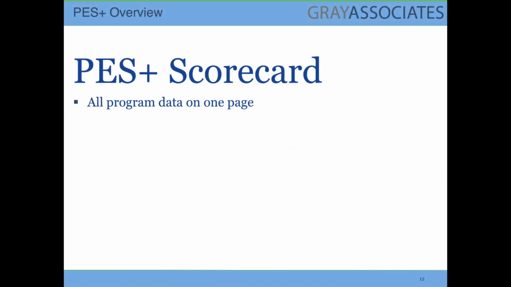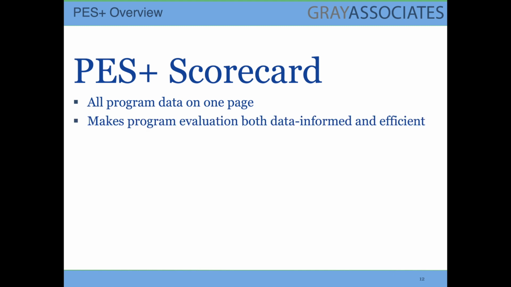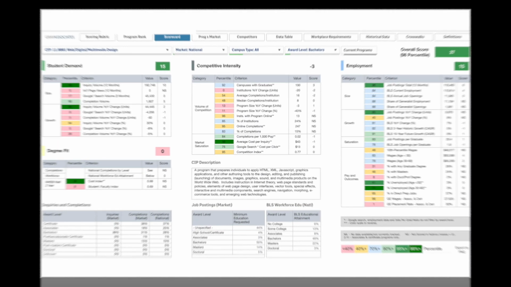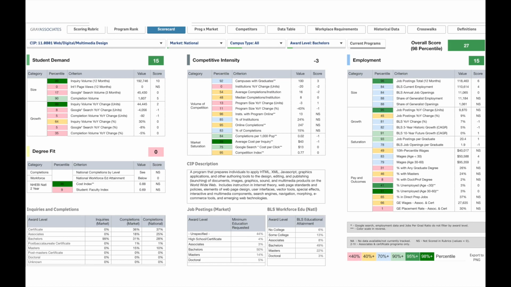The scorecard, what's so key about it is it brings all program data onto one page, making program evaluation both data-informed and efficient. And then it's super helpful that the scorecards can be exported for quick reporting or sharing. Here's another look at the PES Plus scorecard so you can see how it all comes together.